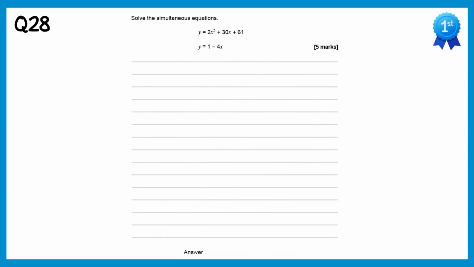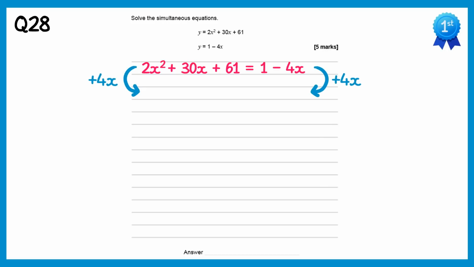Since both of these equations are written in the form y equals, we can just write the right hand side of these equations equal to each other. So 2x squared plus 30x plus 61 equals 1 minus 4x. This is now an equation in x that we need to solve. The first thing I would do is add 4x to both sides. If you add 4x to the left, then the 30x will become 34x. Add 4x to the right, and that will cancel the negative 4x.